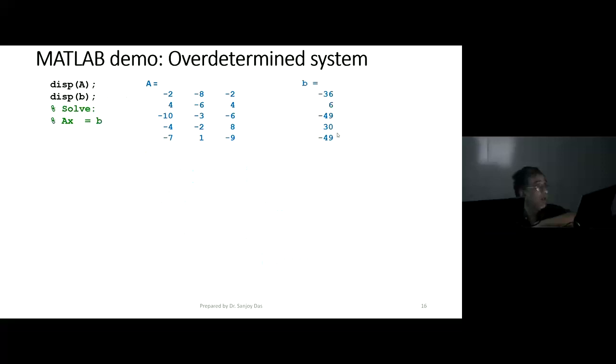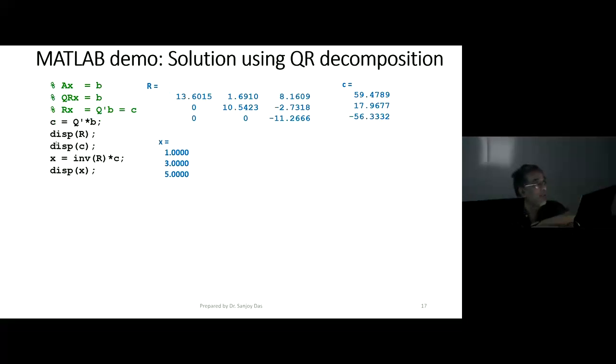Okay. Now, I create an overdetermined system. I want to solve AX equals B. What will be the dimensionality of X? 3, right? This is 5 by 3, and this is 5. So I have 5 linear expressions to satisfy with only 3 variables. So we'll see how to obtain the solution X. Okay. So C equals Q transpose B.